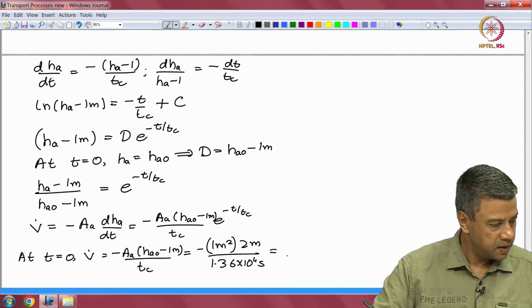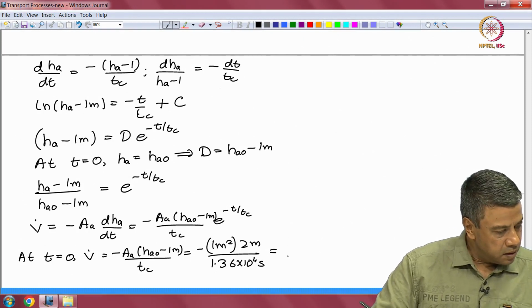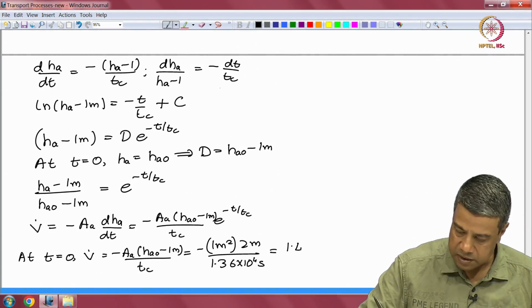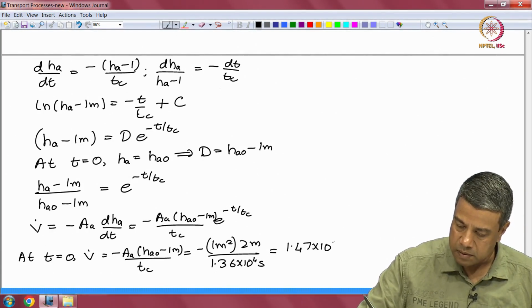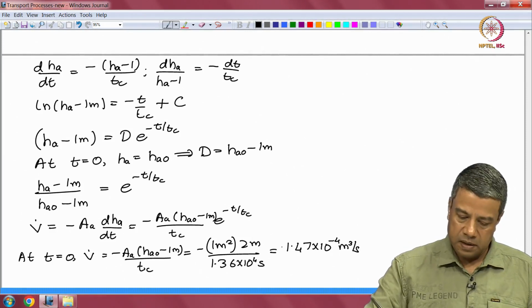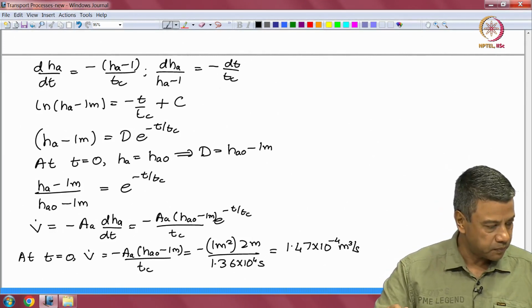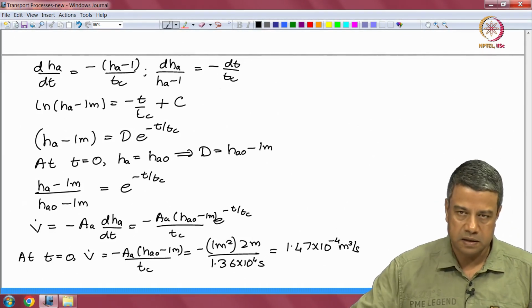And if you calculate this, you will get approximately 1.47 into 10 power minus 4 meter cube per second. That is the volumetric flow rate that is going from tank A to tank B. Why am I calculating this?